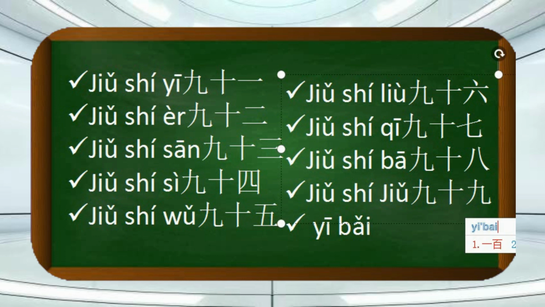Okay, so number one character is right. Okay, 100. Okay, let's take a review. 91, 92, 93, 94, 95, 96, 97, 98, 99 and last one is 100.